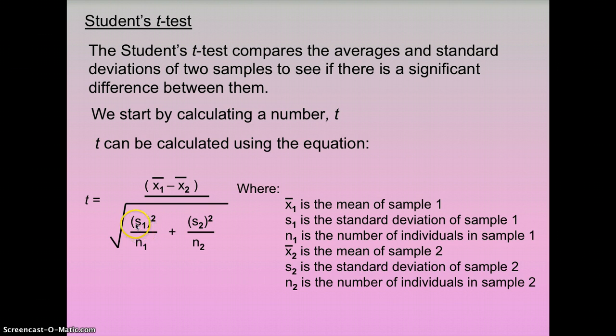S1 is the standard deviation of the first sample. N1 is the number of individuals that you sampled in the first sample. S2 is the standard deviation that you calculate for the second sample. And N2 is the number of individuals in the second sample.